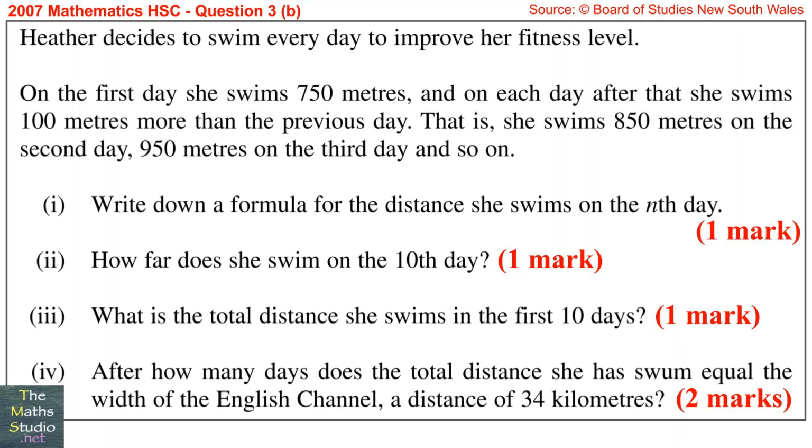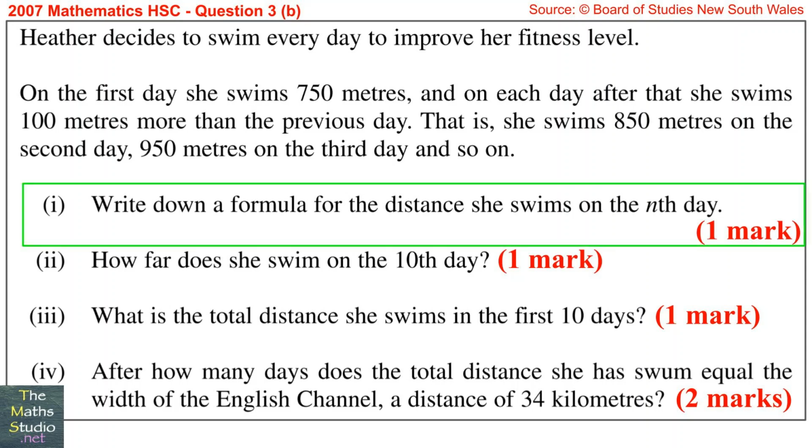Question 3, Part B. Heather decides to swim every day to improve her fitness level. On the first day, she swims 750 meters, and on each day after that, she swims 100 meters more than the previous day. That is, she swims 850 meters on the second day, 950 meters on the third day, and so on. Part 1. Write down a formula for the distance she swims on the nth day.